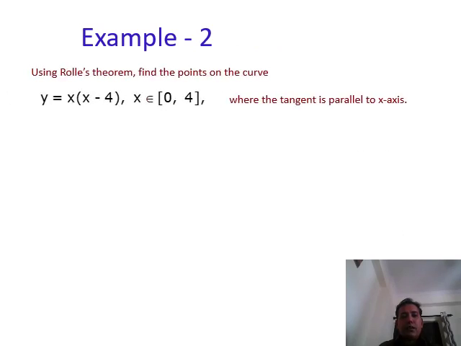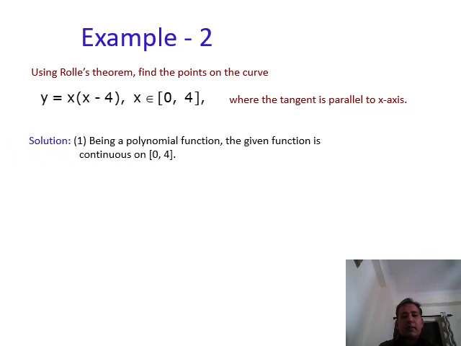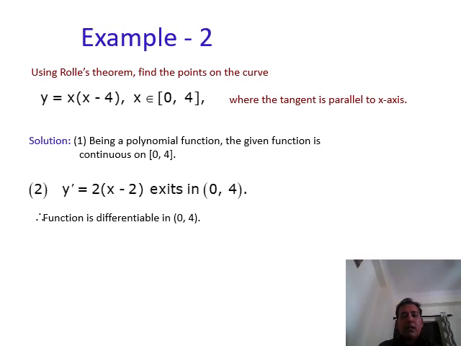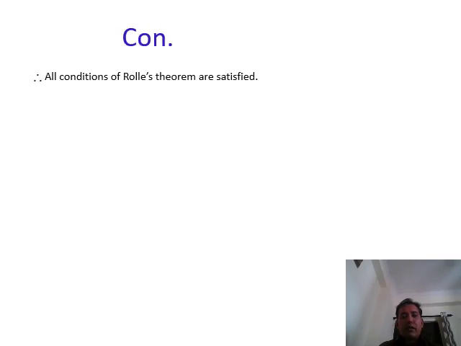Example 2. Using Rolle's theorem, find the point on the curve y is equal to x(x minus 4), x belongs to [0, 4], where the tangent is parallel to the x-axis. Solution. Being a polynomial function, the given function is continuous in [0, 4]. y' is 2x minus 4, which also exists in (0, 4). Hence, the function is differentiable in (0, 4). Now, f(0) is equal to 0 and f(4) is also 0. Therefore, all conditions are satisfied.